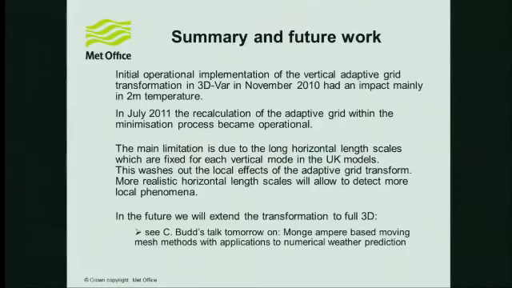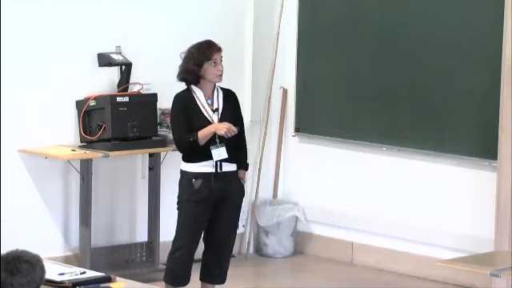So in summary, we have done two operational implementations. The first one was done in 2010 and has mainly had an impact on 2-meter temperature. And the second one, which involved the recalculation of the grid, was implemented last year. And as I said, the main limitation is due to having these long horizontal length scales that are fixed at every vertical mode. So this washes out all the local effects that adaptation would do. And so with more realistic length scales, we might be able to detect more local phenomena.